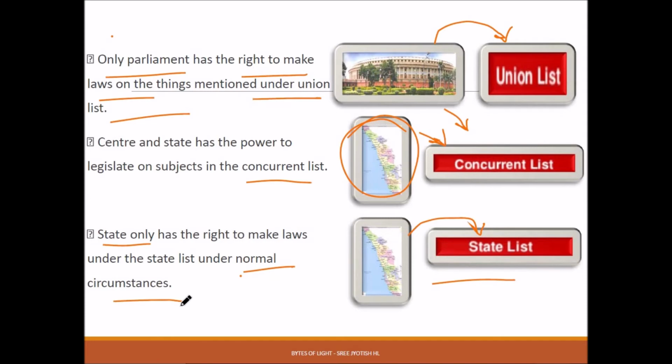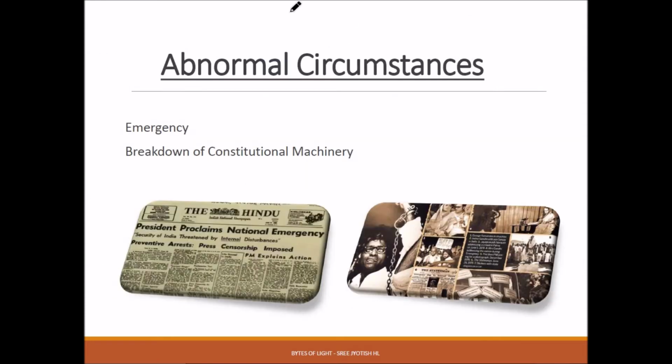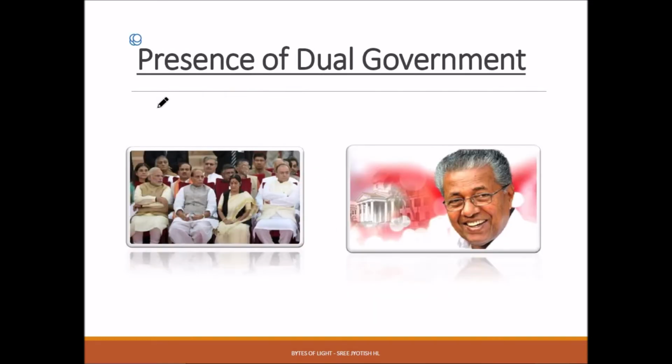So what are the abnormal circumstances? The abnormal circumstances include the period of emergency, and that would be due to many reasons, and one of the reasons would be breakdown of constitutional machinery in the particular state. And we also have a dual government, one at the center and one at the state. So this was our first test, that is about the distribution of power.